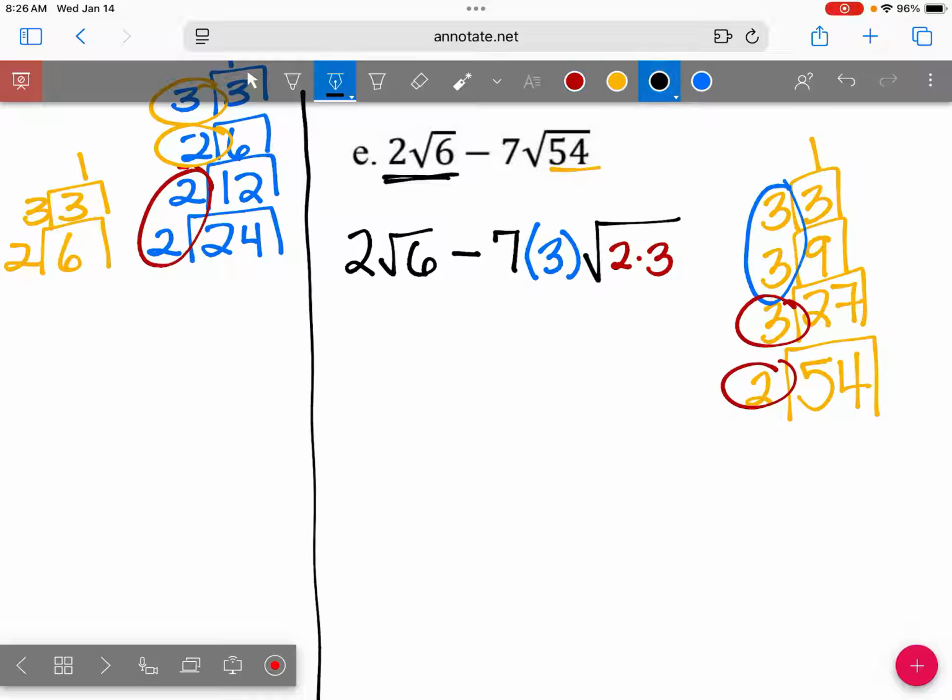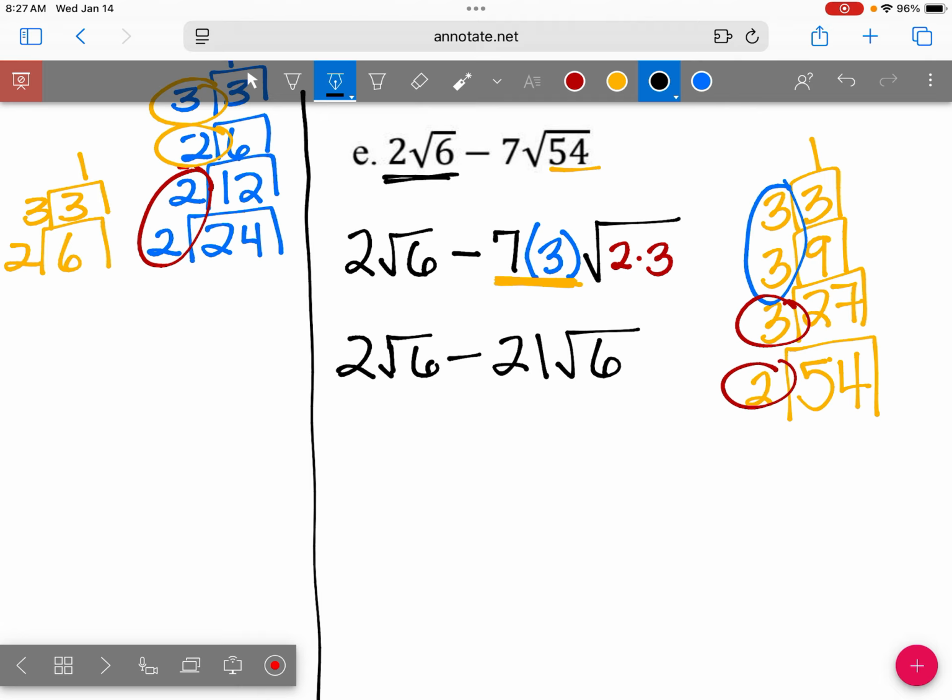All right, so this is 2 square root of 6 minus, let's go ahead and multiply these together. What do you get when you take 7 times 3? Anytime you take something out and there's already something there, we have to multiply it together to get a new front number. 7 times 3 would be 21. And then underneath, I have 2 times 3, which is 6.